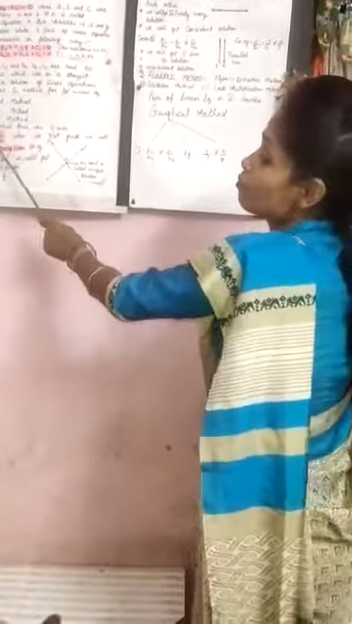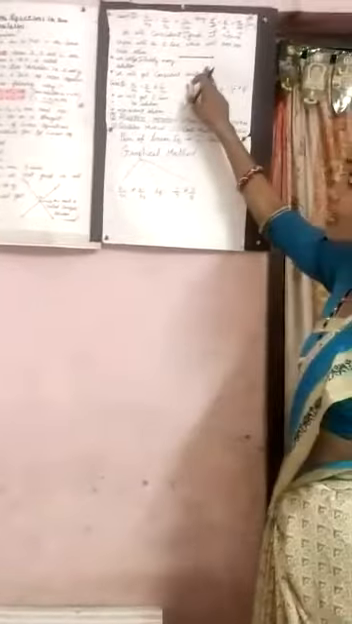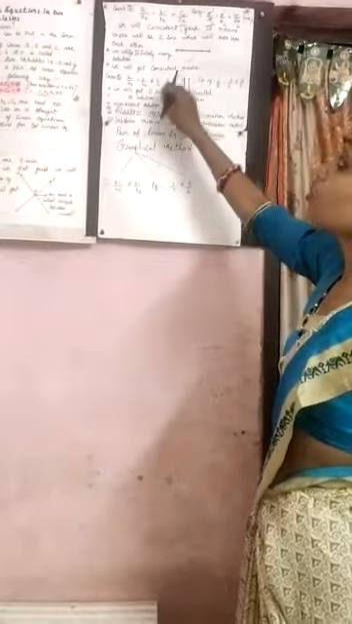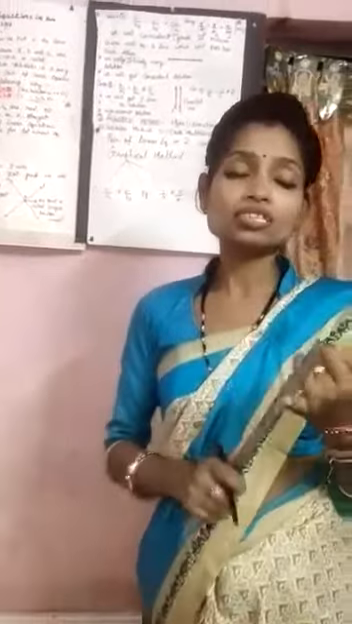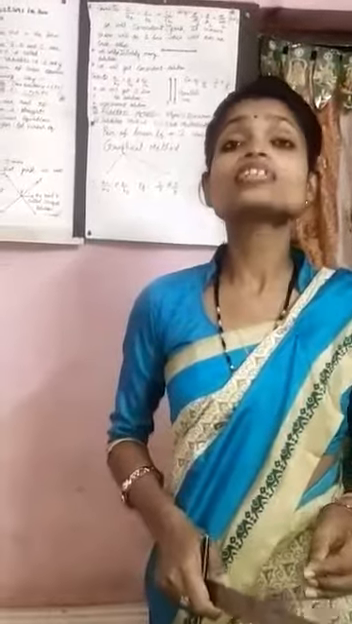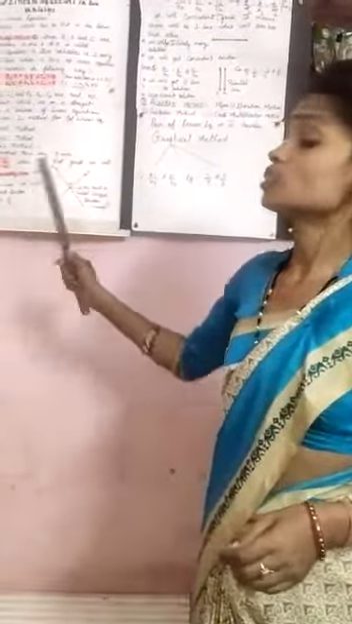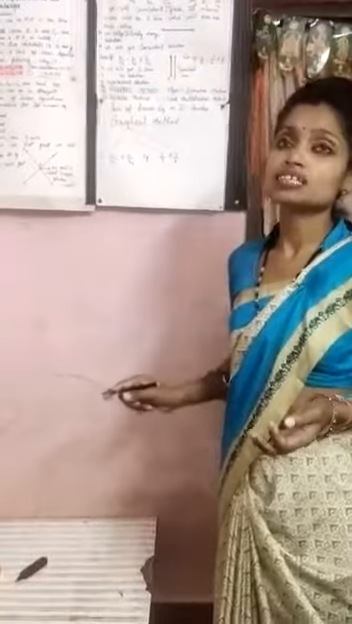When you plot a graph, if you are getting intersecting lines and coincident lines, in that case that solution is known as consistent solution. In coincident lines and intersecting lines, the solution which is obtained is known as consistent solution. Did you get it? Now third case. In third case, A1 by A2 is equal to B1 by B2, but it is not equal to C1 by C2. Is that clear?